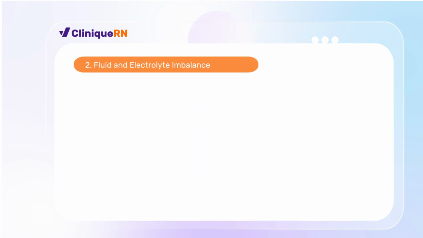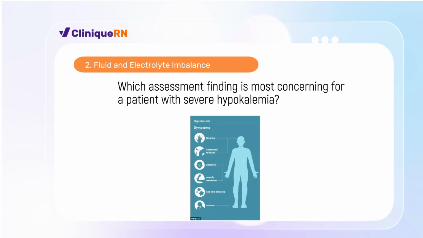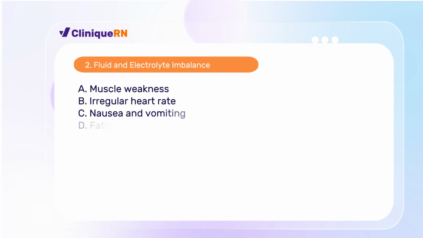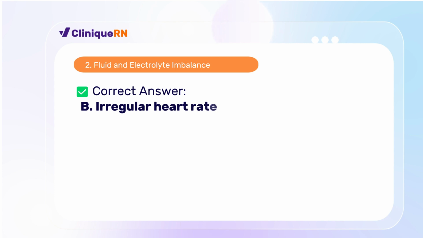2. Fluid and electrolyte imbalance. Question. Which assessment finding is most concerning for a patient with severe hypokalemia? A. Muscle weakness. B. Irregular heart rate. C. Nausea and vomiting. D. Fatigue. Correct answer. B. Irregular heart rate.